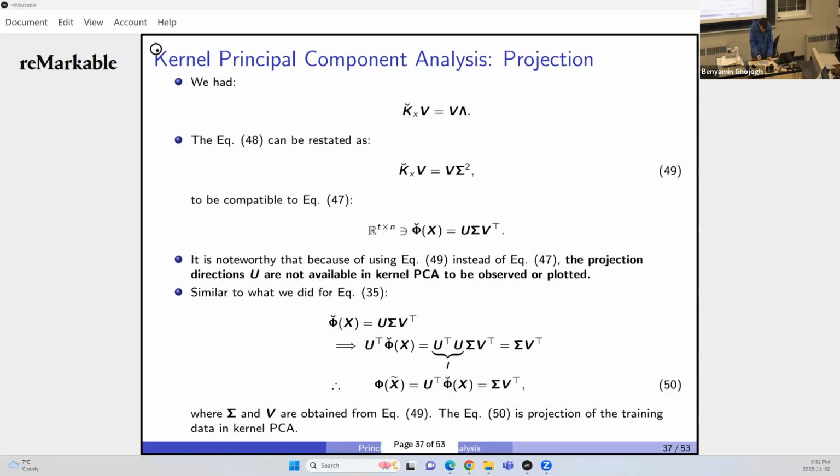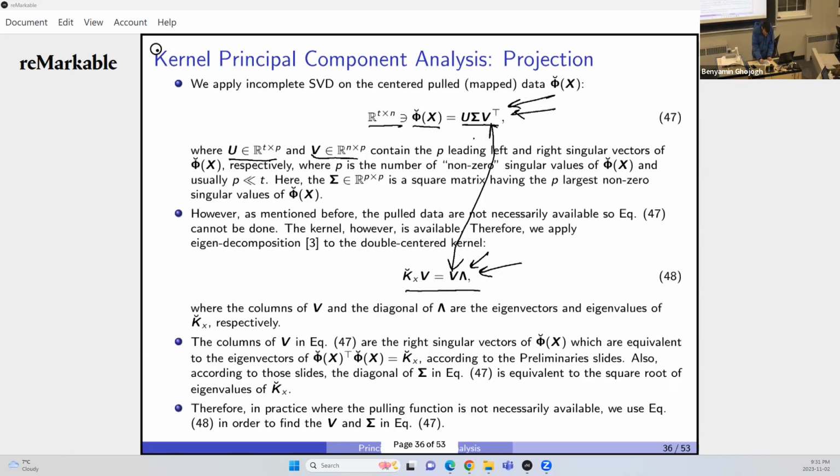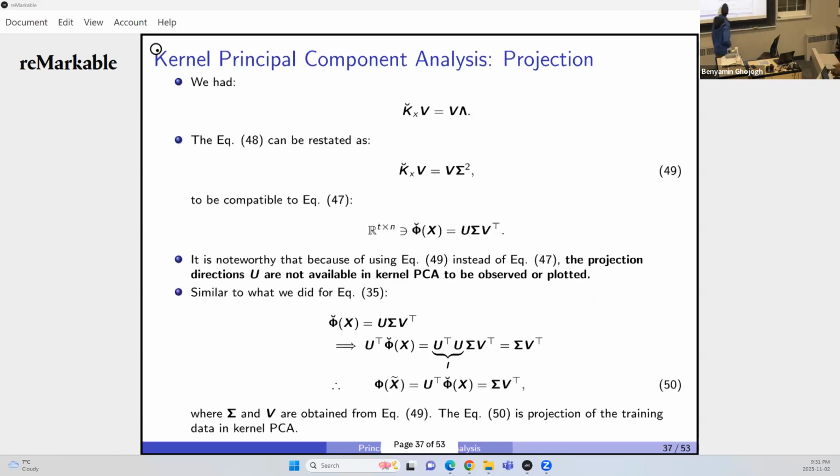By the way, these lambda eigenvalues and this sigma also are related to each other according to what we proved in preliminaries, right? One of them is the square of the other one. I don't remember which one. So this is what we had: eigenvalue decomposition of a double-centered kernel. Oh, yes, this is exactly what I was saying. Lambda is equivalent to sigma squared.